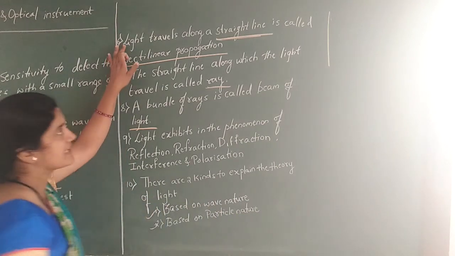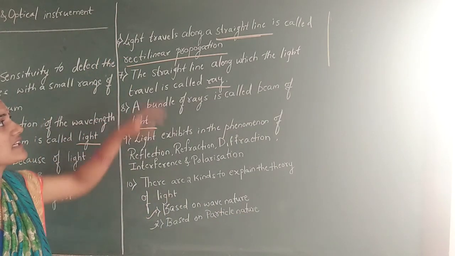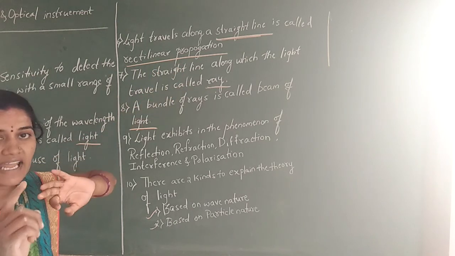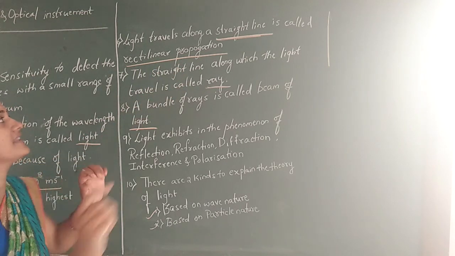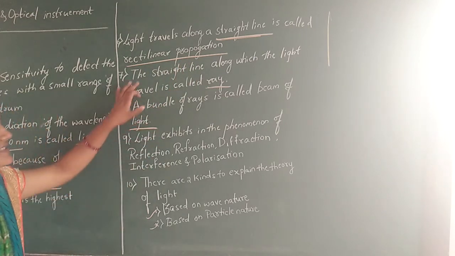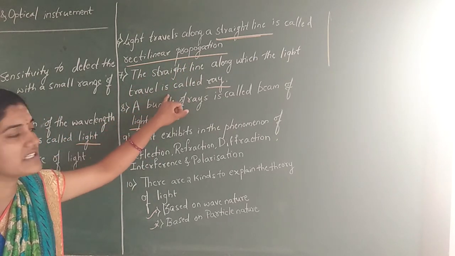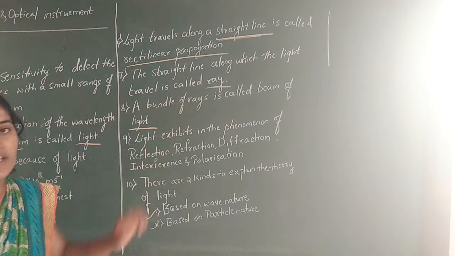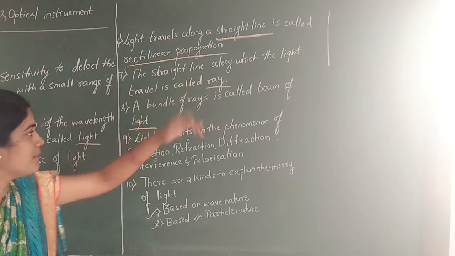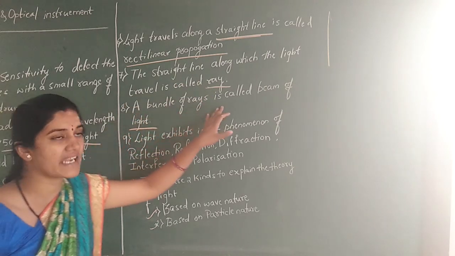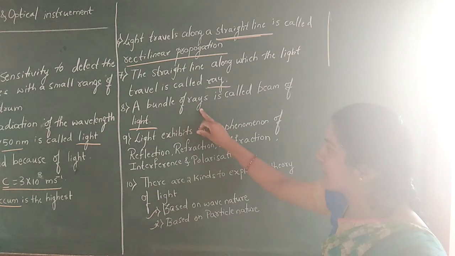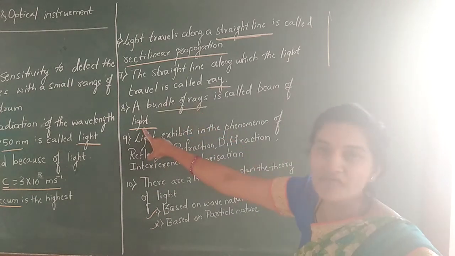Next, we are studying that light travels along a straight line, which is called rectilinear propagation. The straight line along which the light travels is called a ray. If the light is traveling in a straight line, then we call it a ray. A bundle of rays is called a beam of light.